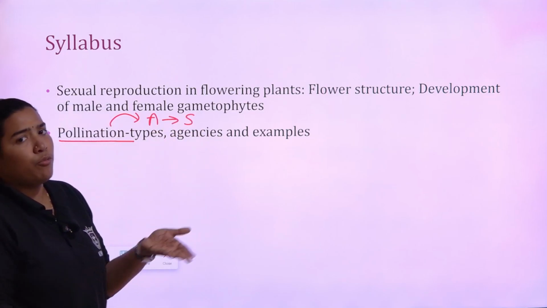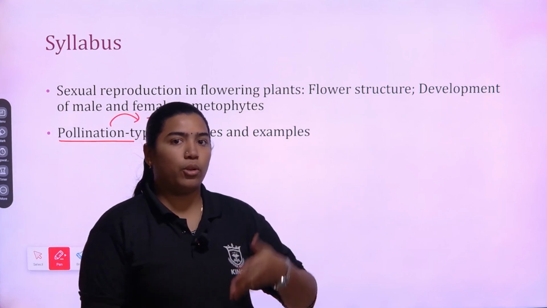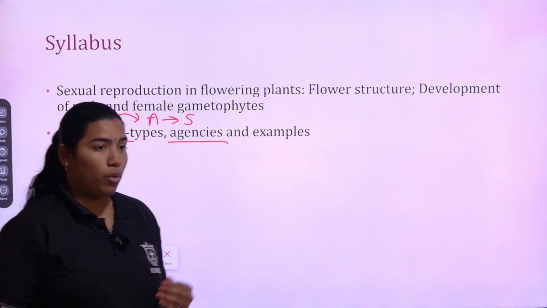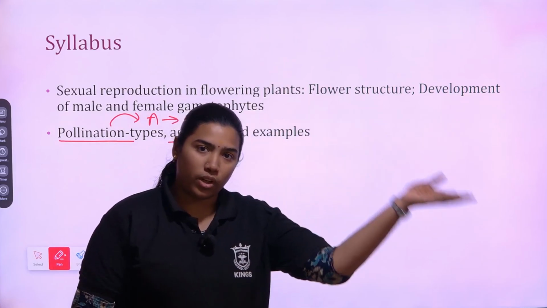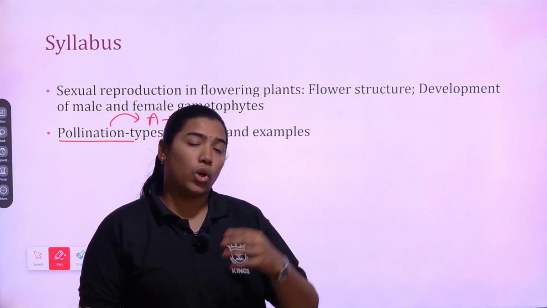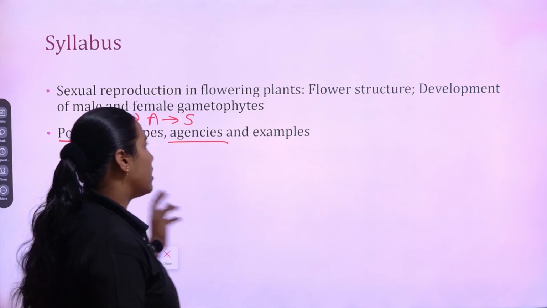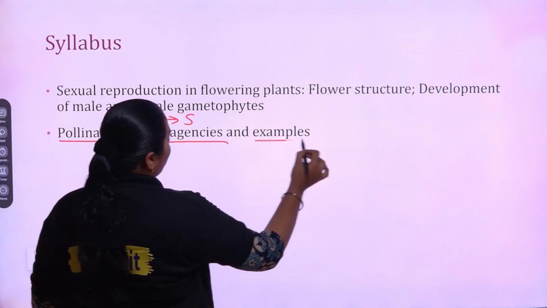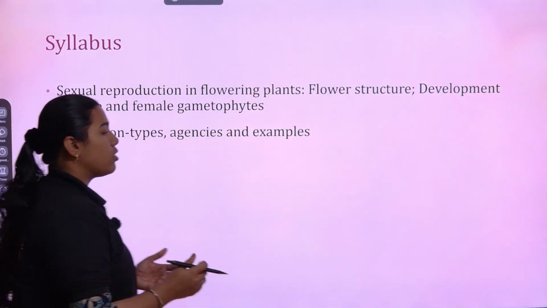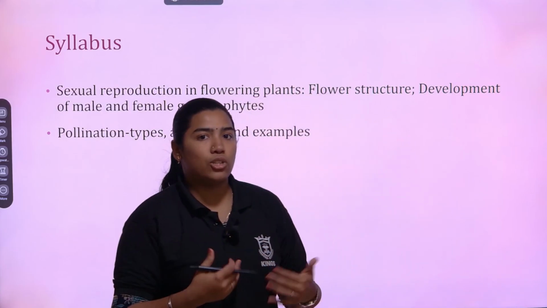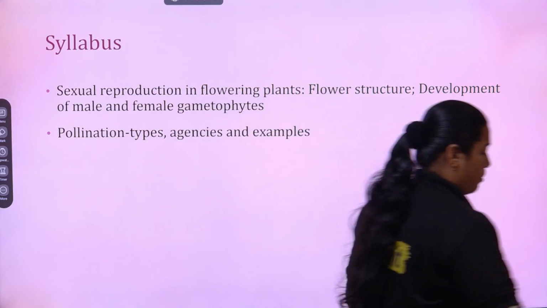What are the types of pollination? By which means or agencies do the pollen grains get transferred? Whether water supports the transfer, or wind, or animals. Based on that we classify them, and we will also give examples for each kind. This is also an important place, and from here you can expect assertion reason questions from the pollination perspective.